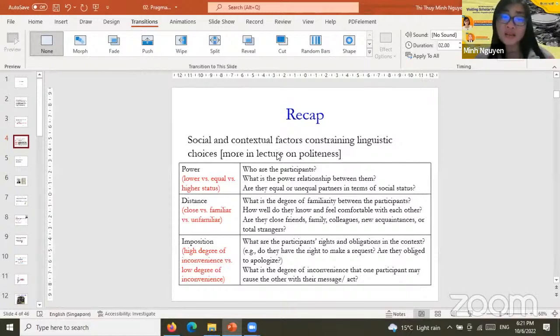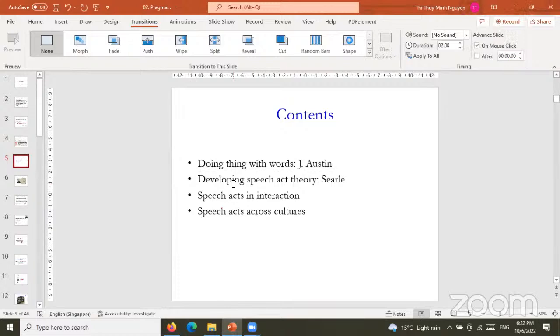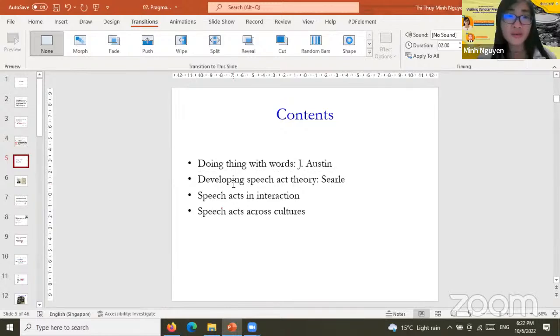But anyway, those are the contents that we have covered in the first lecture, and I hope that it makes sense. So today we are talking about speech acts, and I'm going to introduce two important theorists in pragmatics, John Austin and John Searle. They're both pioneer researchers in the theory of speech acts.